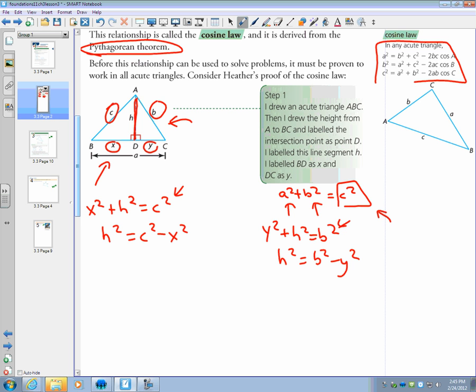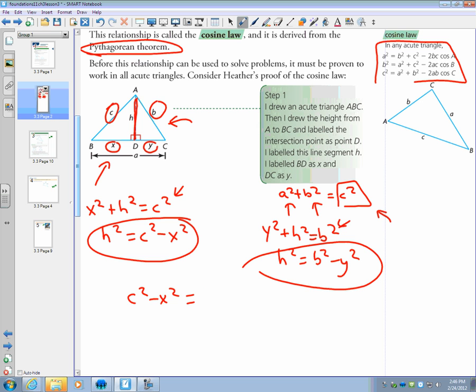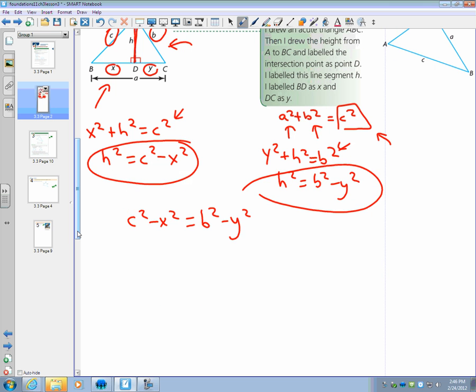Now, check this out. H squared equals something. H squared equals something. Well, guess what? Those somethings equal each other. So c squared minus x squared is equal to b squared minus y squared. Okay. Now what I'm going to do is solve for c squared. I'm going to say, well, c squared then has to equal b squared plus x squared minus y squared.